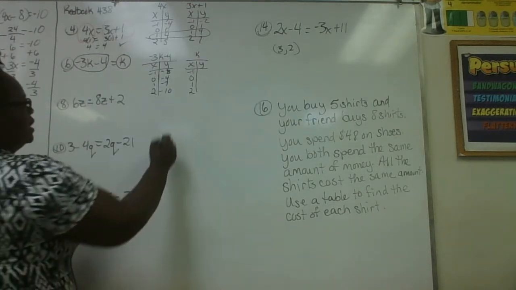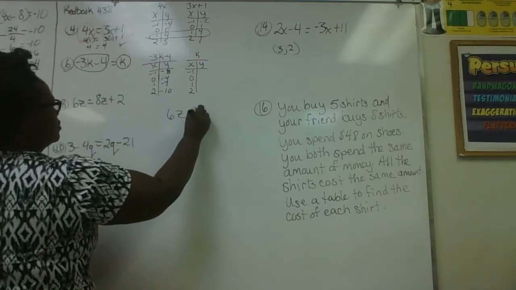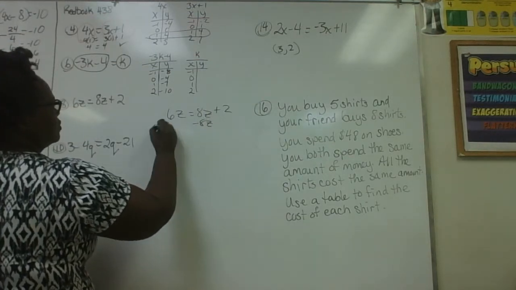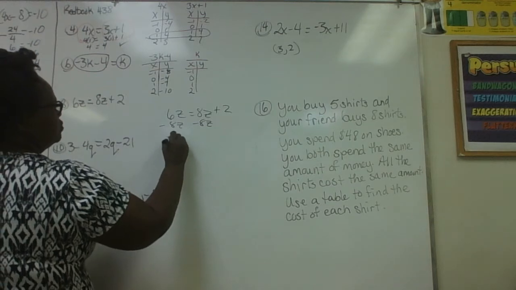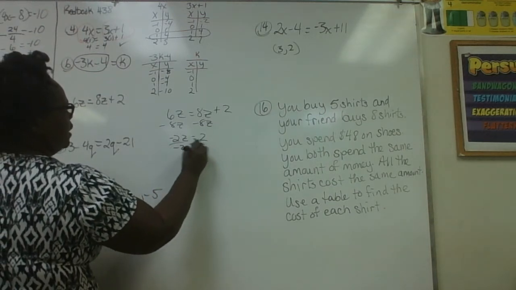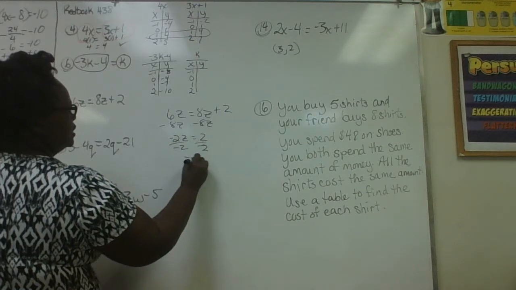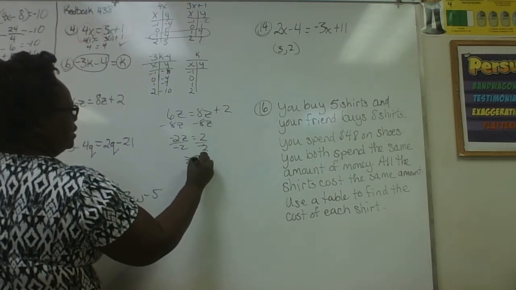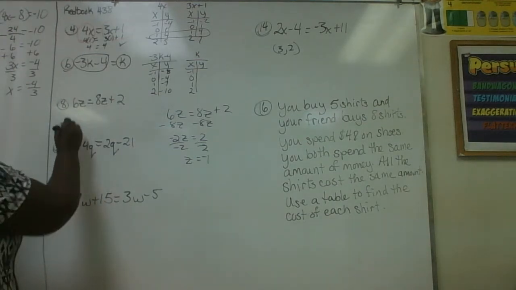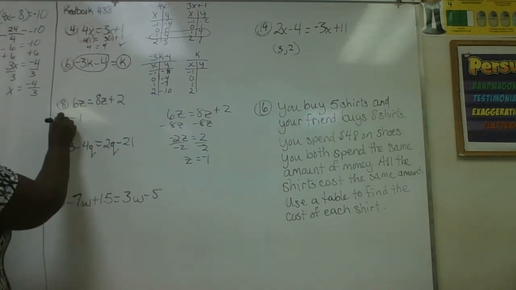Number 6, if we make it equal, then we would move, and this would be negative 2z equal to 2. Divide both by negative 2. Z is equal to negative 1, okay? So that would be our solution, okay? Z would be equal to negative 1.